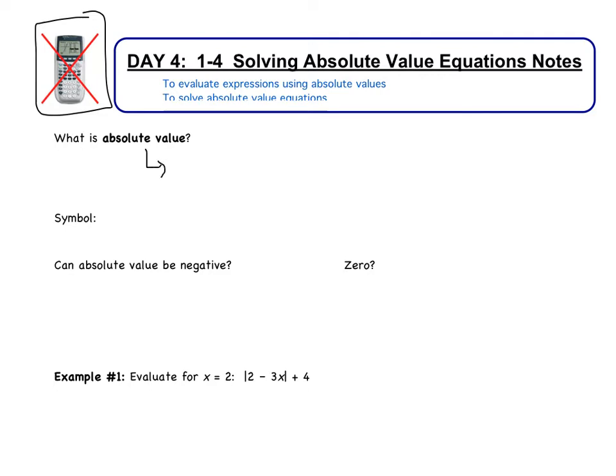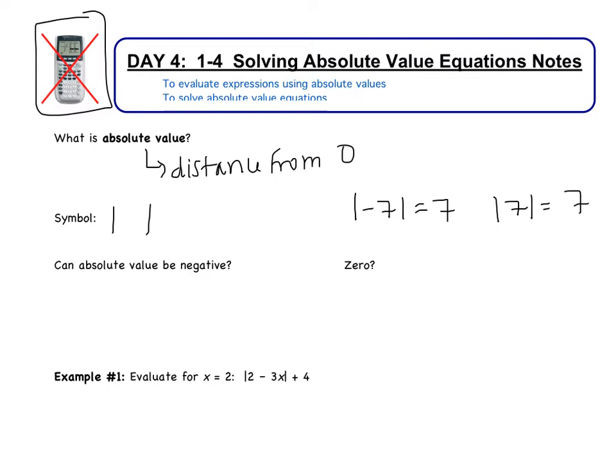Absolute value measures a number's distance from zero. So this is the symbol that you generally see. So you'll see something like this. This is saying how far is negative 7 from 0. Negative 7 from 0 is 7 units. How far is 7 units from 0? Well, 7 units is also 7.